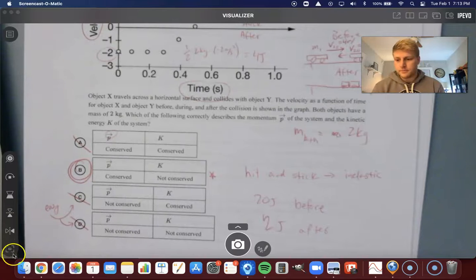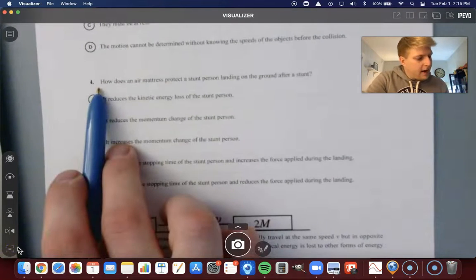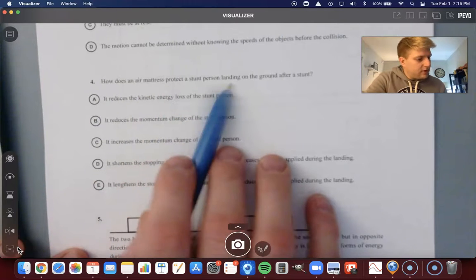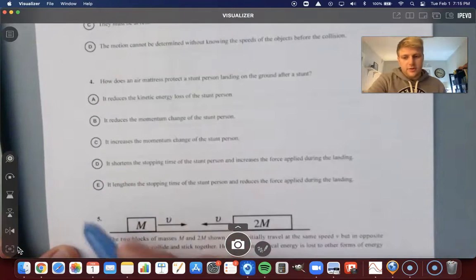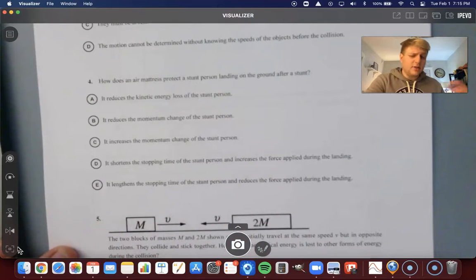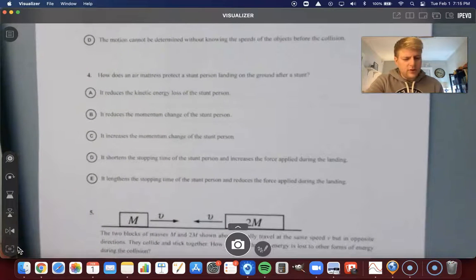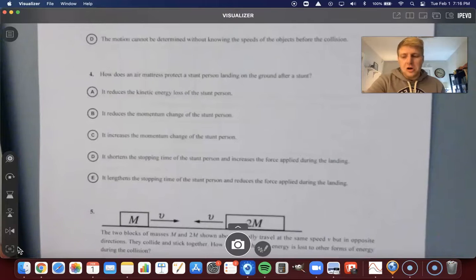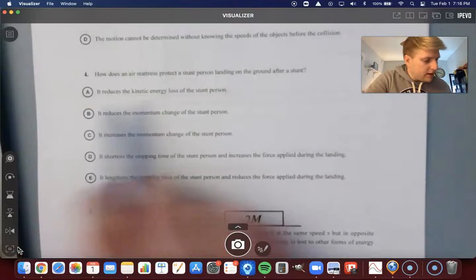Let's do one more. Look at number 4. Very simple, no pictures. It says, how does an air mattress protect a stunt person landing on the ground after a stunt? Now, this one has 5 answer choices, so our strategy to do some eliminations, I think, is really helpful here. It's likely you'll be able to, if you're on top of your stuff, quickly get rid of 2 choices, then make a call to get rid of a third, and then we'll have to do a 50-50 guess. So let's take a look. This says we're trying to have a person protected.